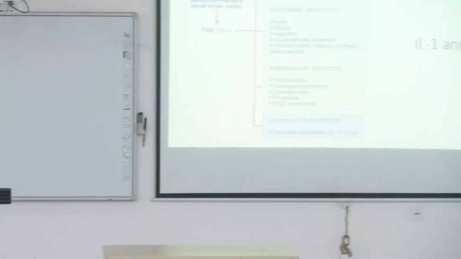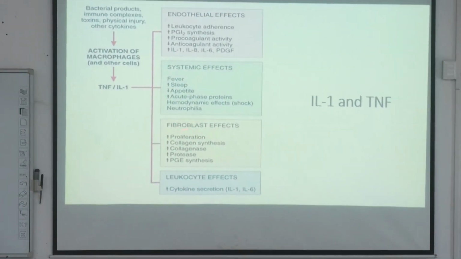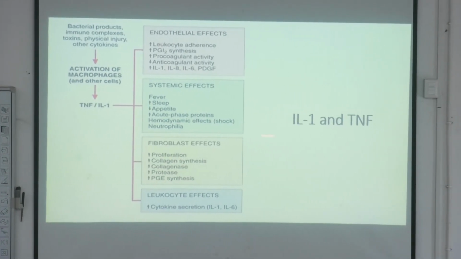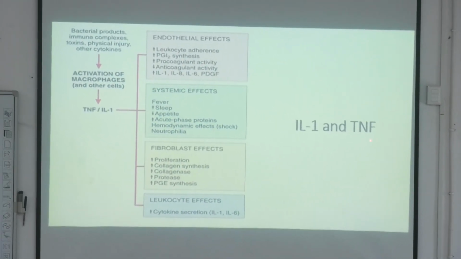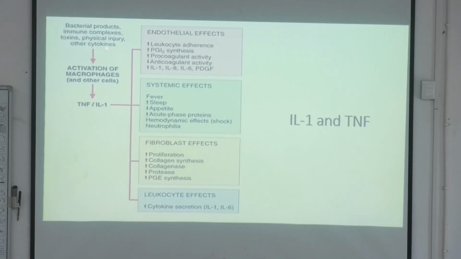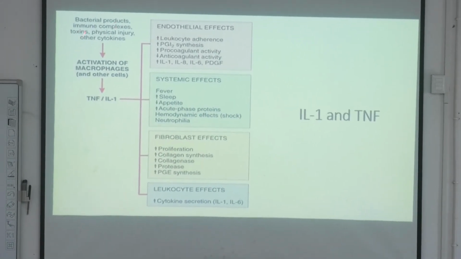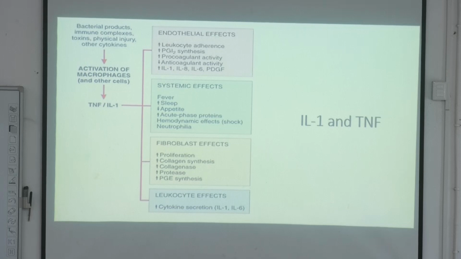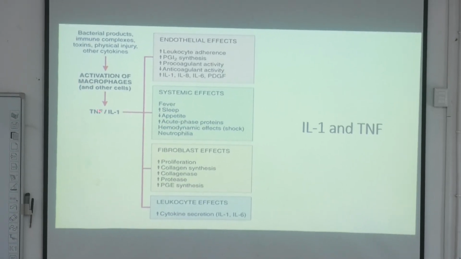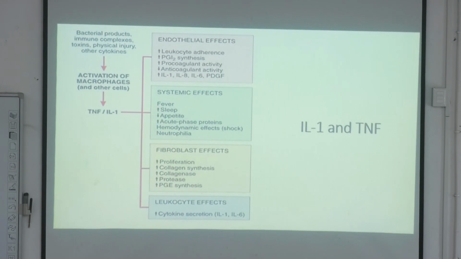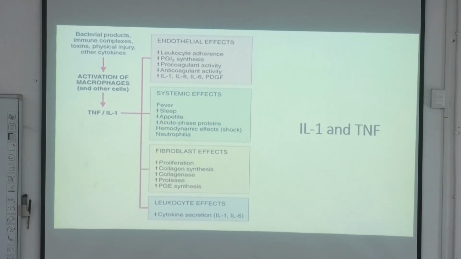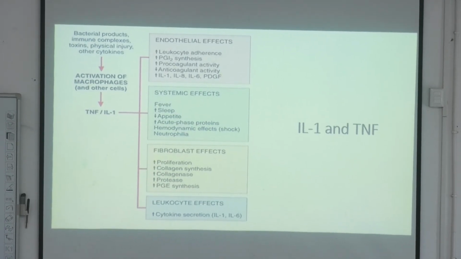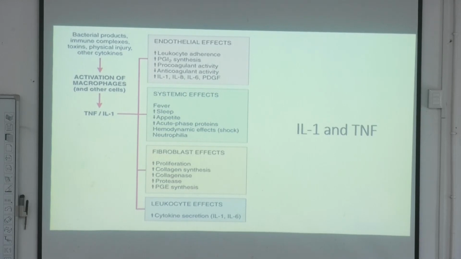They have multiple effects: endothelial effect, systemic effect, fibroblastic effect and leukocytic effect. The most important cytokines are interleukin 1 and tumor necrosis factor alpha. Bacterial products, immune complexes, toxins, physical injury, and other cytokines are also initiators of release of another cytokine, with activation of macrophages and other cells. The activation of macrophages is the pivotal event for release of cytokines, and the most important are interleukin 1 and TNF, tumor necrosis factor.